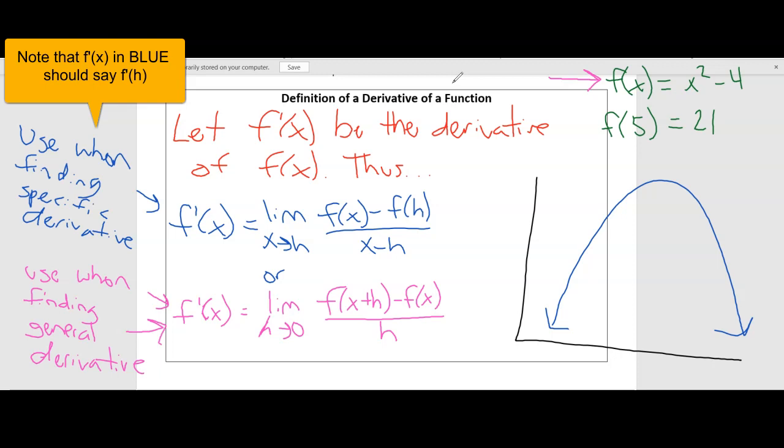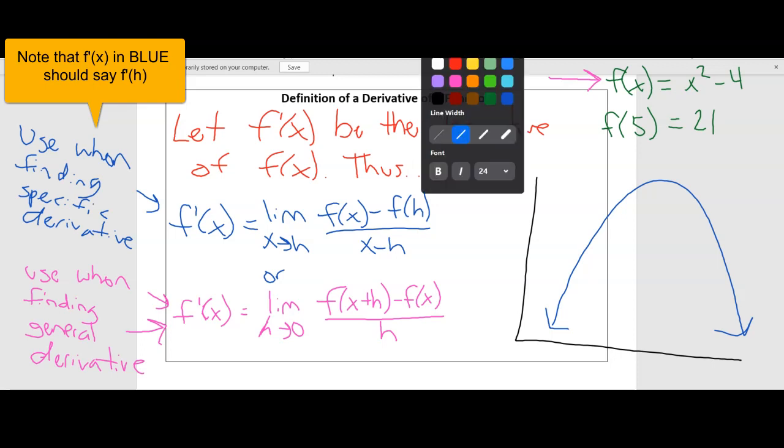I think that's easier. You can certainly use the blue, and you may be able to experiment with that and see if you get the same answers when you use the pink. But for the sake of this video, we're just going to use the pink function when we want to find the general derivative. When you want to find the derivative at a specific point, let's talk about the blue first.